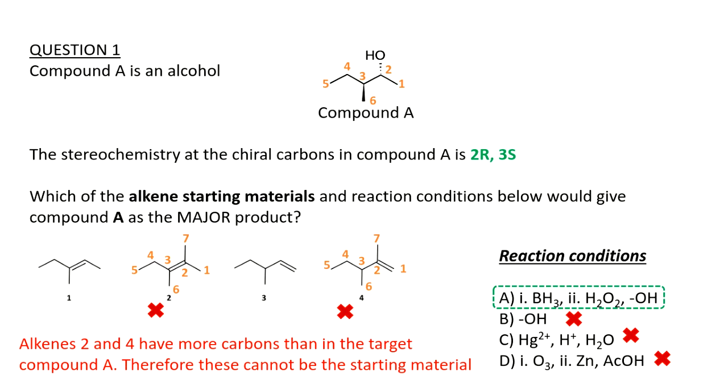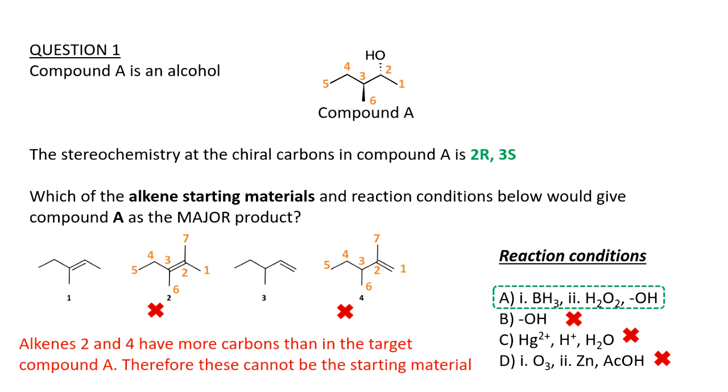So remember, when we use borane followed by hydrogen peroxide, we are doing an anti-Markovnikov addition of water, which means that you're adding OH to one carbon and hydrogen to another carbon. If we do a Markovnikov addition, the hydrogen would normally go on the carbon that has the most hydrogens. If you're doing an anti-Markovnikov addition, then the hydrogen will go on the carbon with the least number of hydrogens. So we have 2 alkenes left.